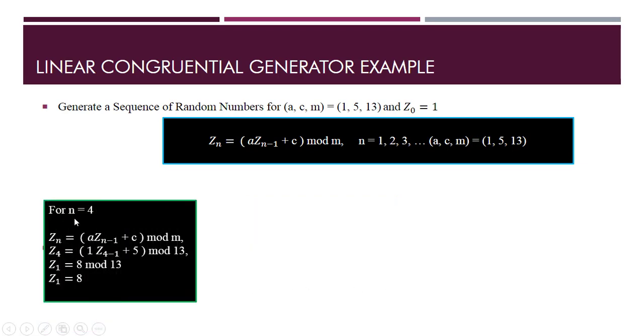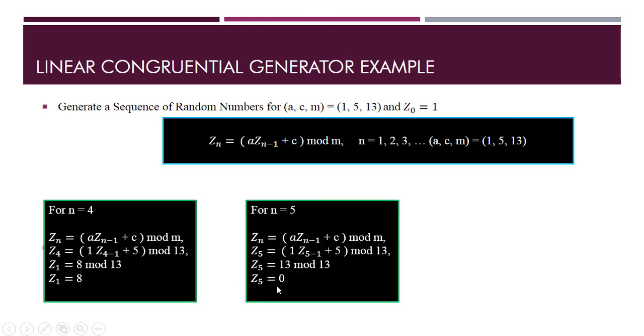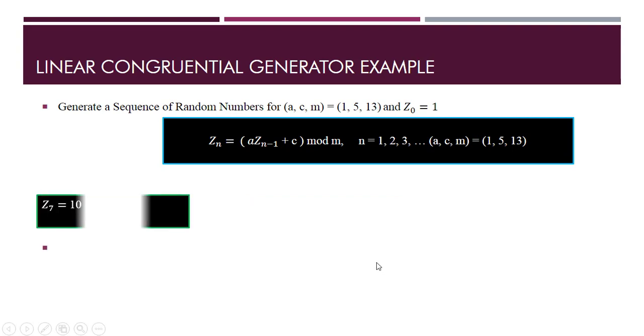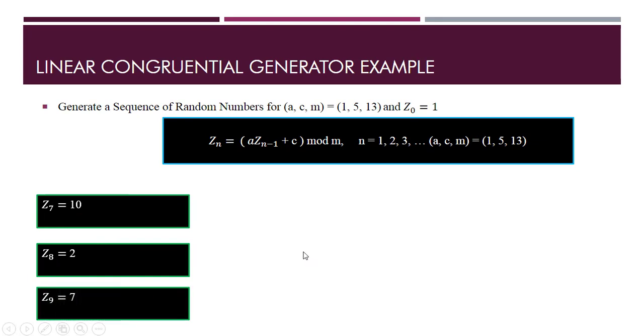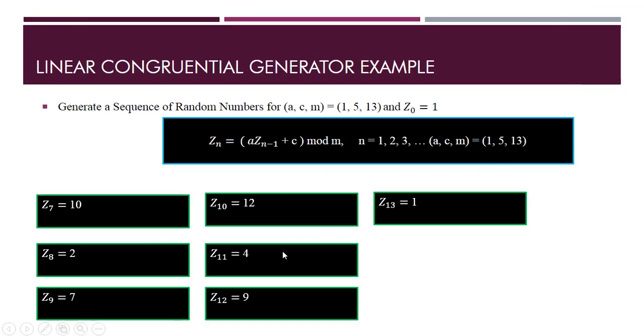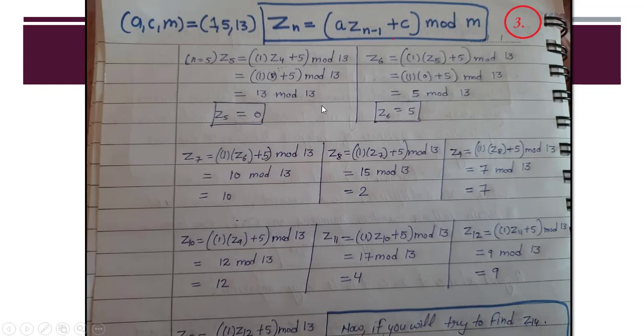We do the same for n equal to 4, which gives g4. Then g5 is 0 and g6 is 5. Just put in the values and compute. For all of them we computed the values, up to g13. Why, I will explain in the next slide. Here in the notes I explain everything about how I calculated these values.